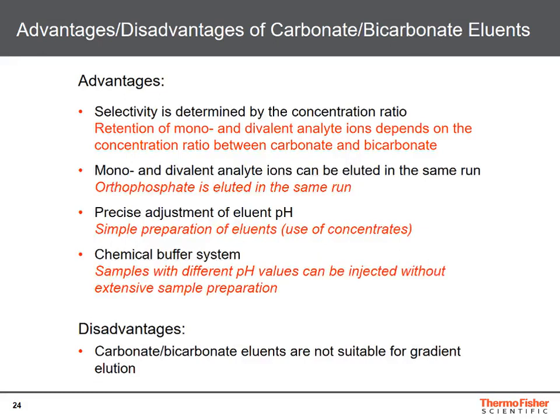It also means that we can elute mono and divalent analyte ions in the same run, and this even includes orthophosphate. The typical eluent pH of such a carbonate-bicarbonate eluent system is 10.2. At this pH, orthophosphate is existing as a divalent anion, and this means we can elute orthophosphate together with other divalent analyte anions in the same run.